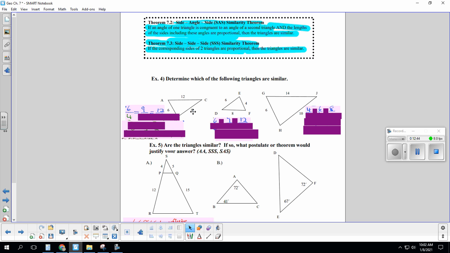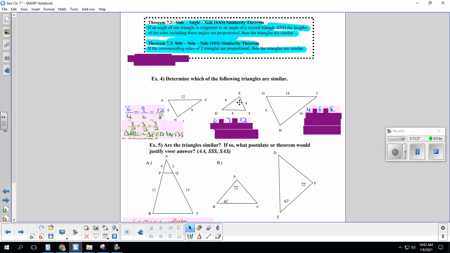The medium side for our first triangle is 9. So we're going to buddy that up with the medium side of DEF, which is 6. And then the long side of ABC is 12, and the long side of DEF is 8. So now we have to simplify each of these proportions. So we get 3 halves, 3 halves, and 3 halves. Because all sides are proportional, we can say ABC is similar to triangle FED by side-side-side.